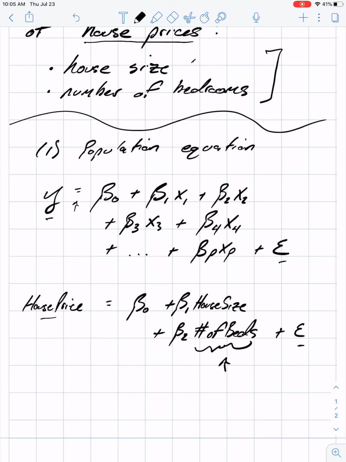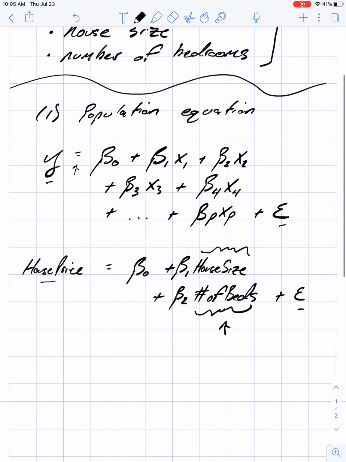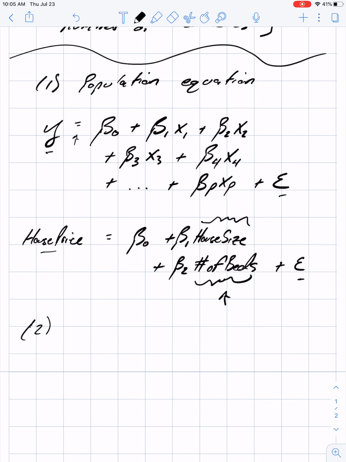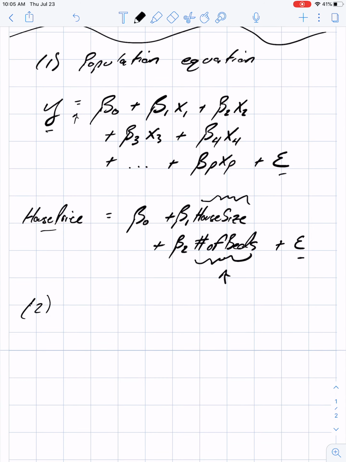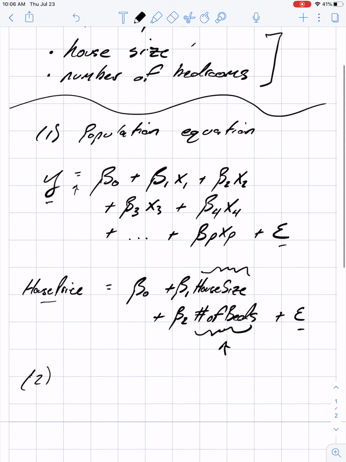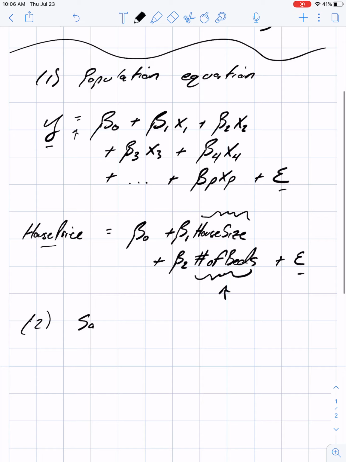But even if you only care about the effect of number of bedrooms, you might still want to add control variables. So many of you will need to add control variables, and this example of house size and number of bedrooms is a really good example. And so let's get into our sample equations, and I'll explain why control variables, as I call them, can be really important in these types of regressions. Using house size and number of bedrooms can show how things can change a lot once we include control variables.